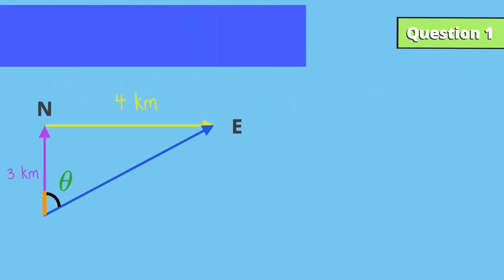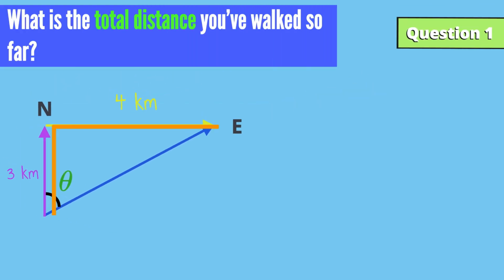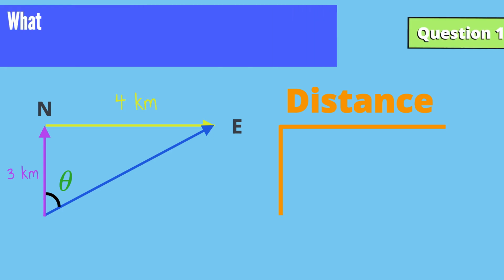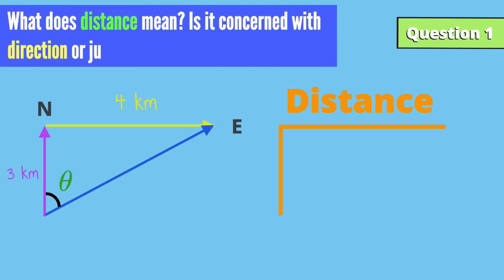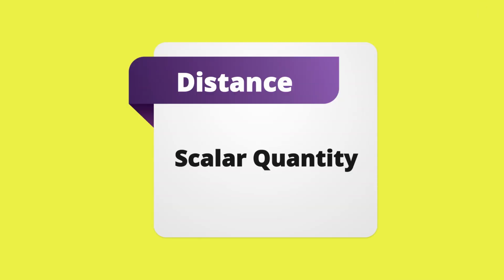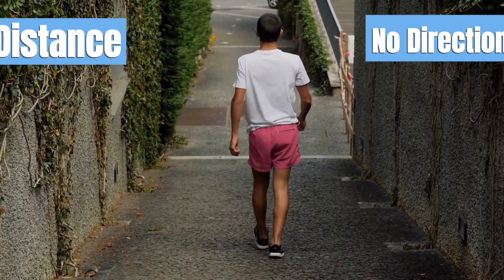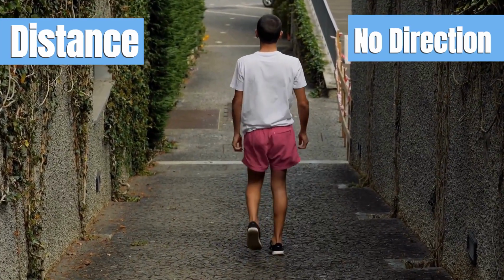Question 1. What is the total distance you've walked so far? Here's a guiding question. What does distance mean? Is it concerned with direction or just the total ground covered? Remember, distance is a scalar quantity. It doesn't care about where you're going. It just adds up the total path you've taken.